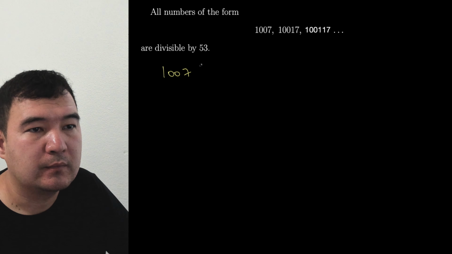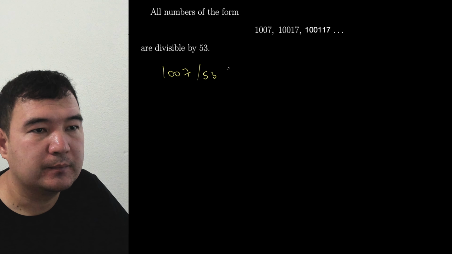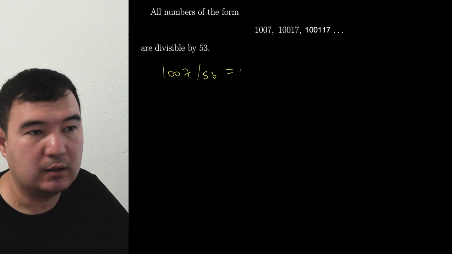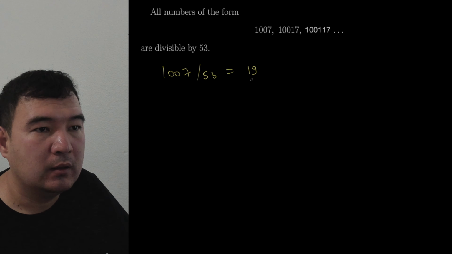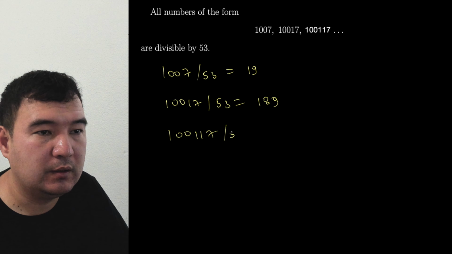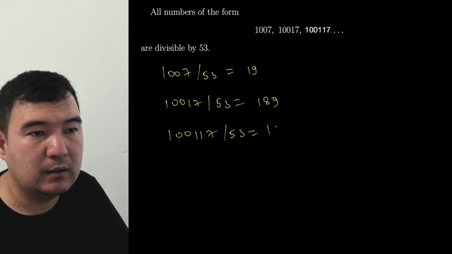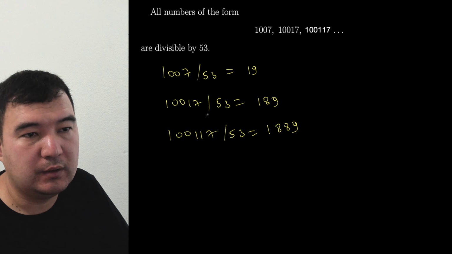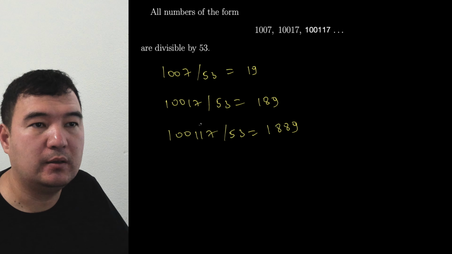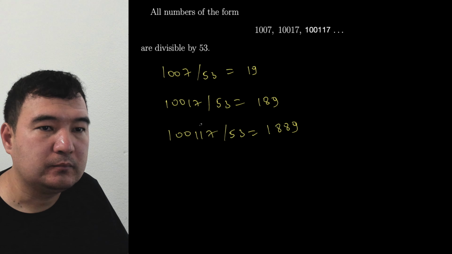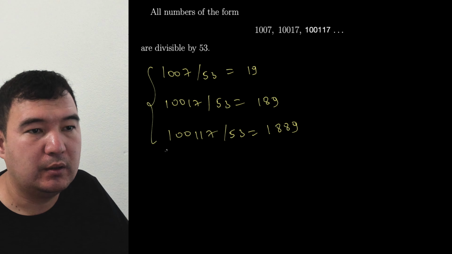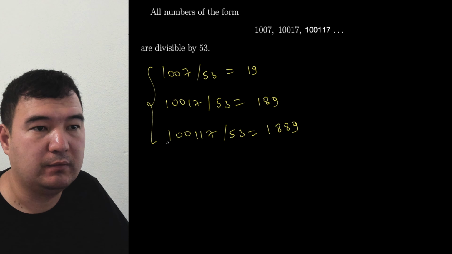1007 divided by 53: if I divide 1007 by 53, I get 19. You can see the pattern again. It's like 1889. So the number of 8s will be equal to the number of 1s here. So you can see the first couple of numbers that are working, divisible by 53.